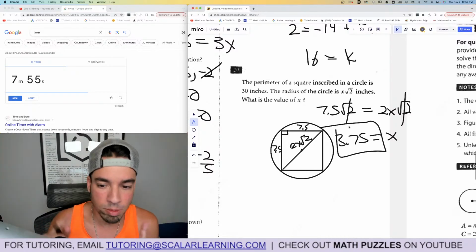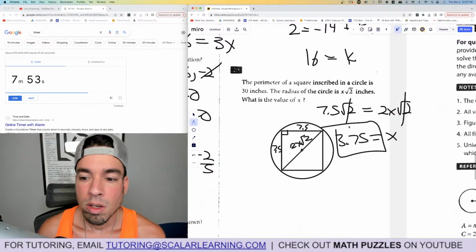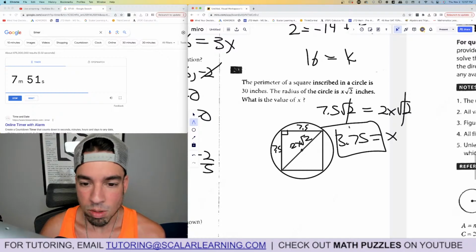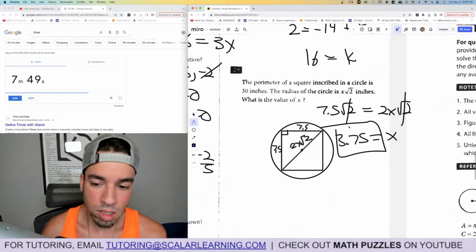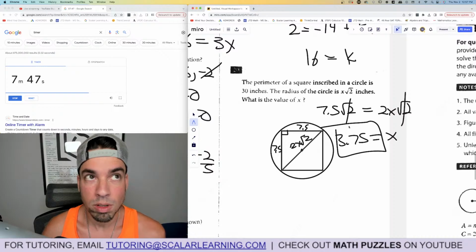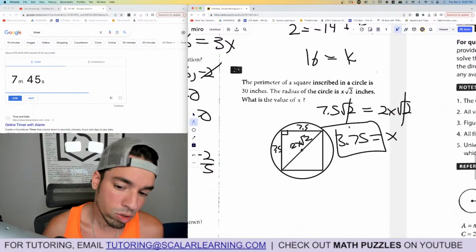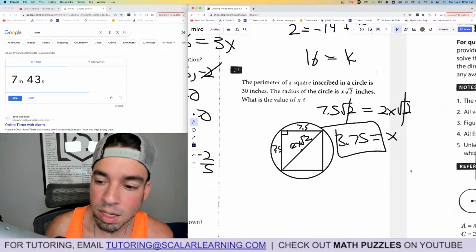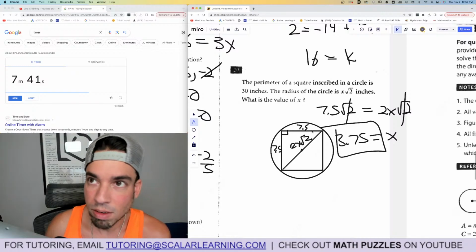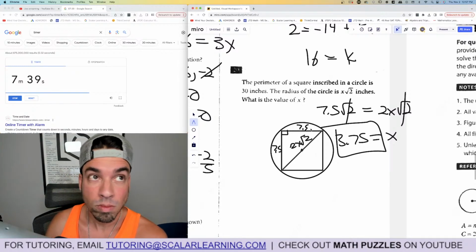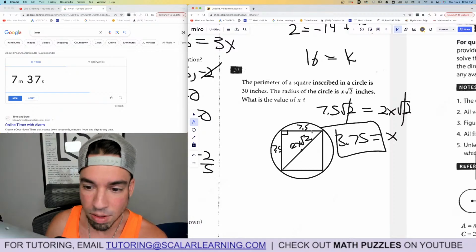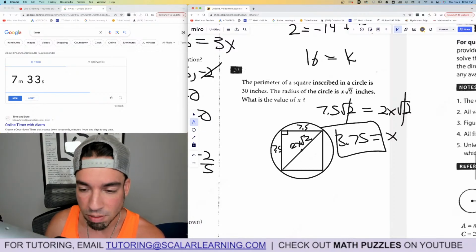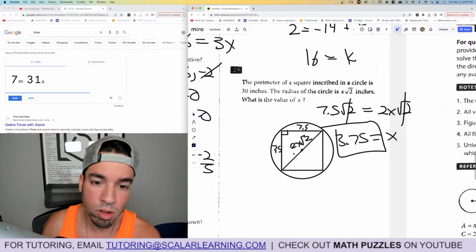So there's your answer. Now let me just think about that for a second. The perimeter of the square inscribed in a circle is 30 inches. So 30 inches divided by 4 is 7.5, right? So 7.5, 7.5. And then if x is that, this would be 7.5 times rad 2, 3.75. So the radius would be 3.75. I think I did it right. I'm happy with that.